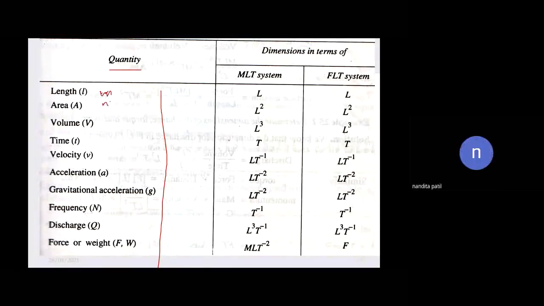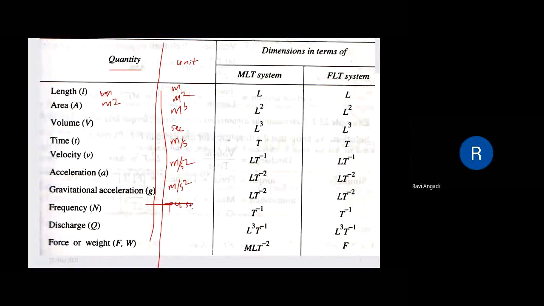Meter square. So you just add one more column here. Just write here unit like this. Length is meter, area is meter square. What is volume? Meter cube. Time, second. Velocity, meter per second. Acceleration, meter per second square. Correct. Gravitational acceleration is the same, meter per second square. Frequency, lambda.